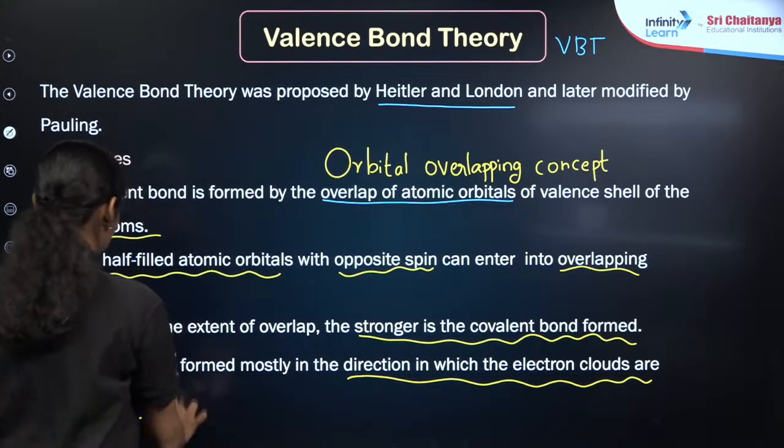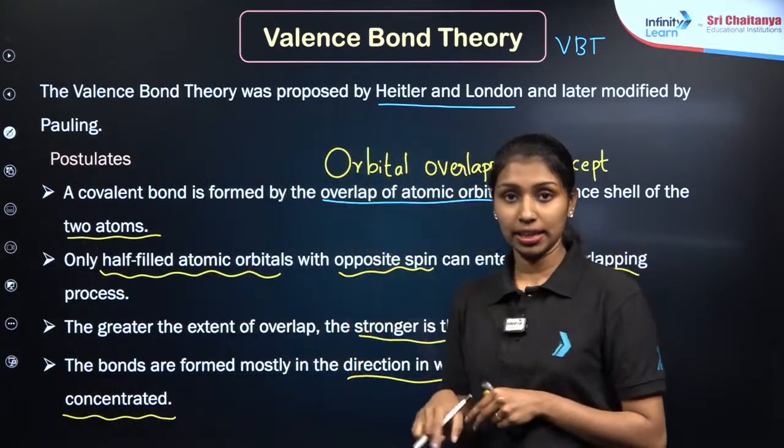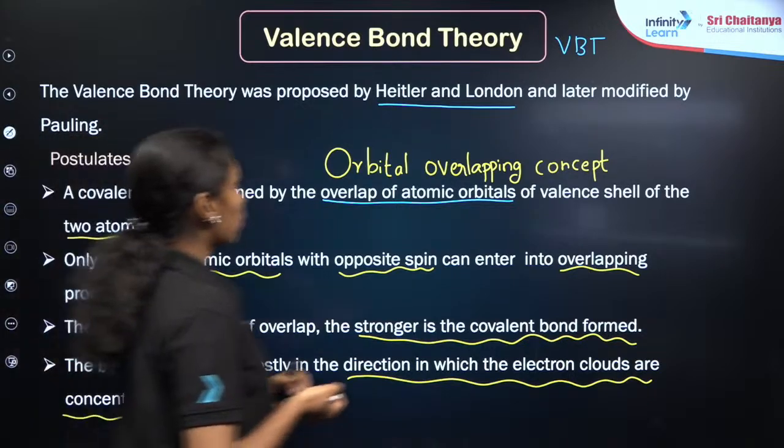Just memorize these postulates in detail, then you can explain using the valence bond theory by taking examples. Clear? Are the postulates clear for everyone? Just let me know.